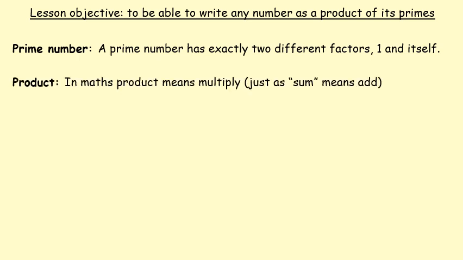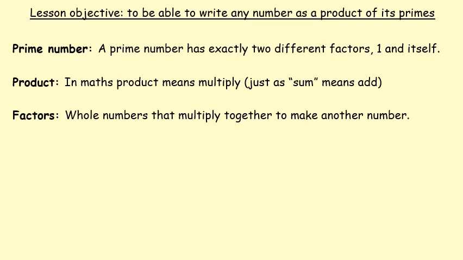Product, so writing as a product of its primes. In maths, the word product means multiply. Just as sum means add in mathematics, product in this scenario means multiply together. Factors are whole numbers that multiply together to make another number. Okay, so you could say the product of 2 numbers multiplied together create that number, those factors.